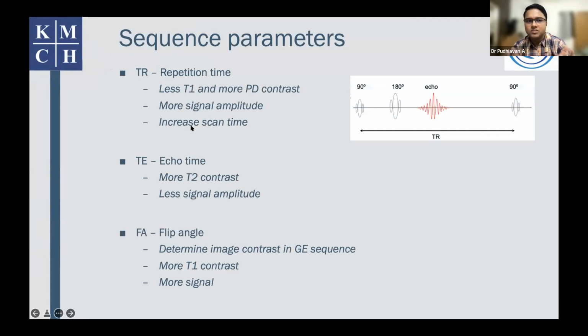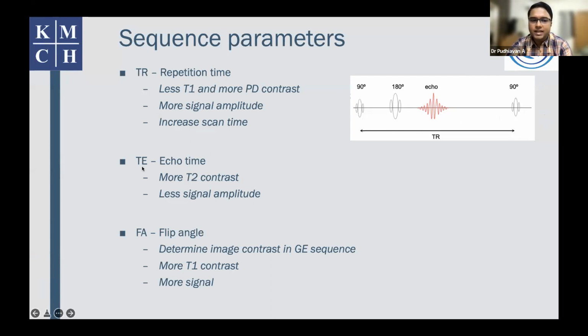The sequence parameters: we have seen TR, TE and flip angle, so we know what they are. We'll also try to understand what happens when we change these parameters. The TR time is also called the repetition time. When you increase the TR time, the T1 contrast is reduced, and with increasing TR time, the signal amplitude will also increase. But the downside of increasing the TR time very high is that the scan duration also increases, because we have to wait for the TR time before we give the next 90-degree pulse.